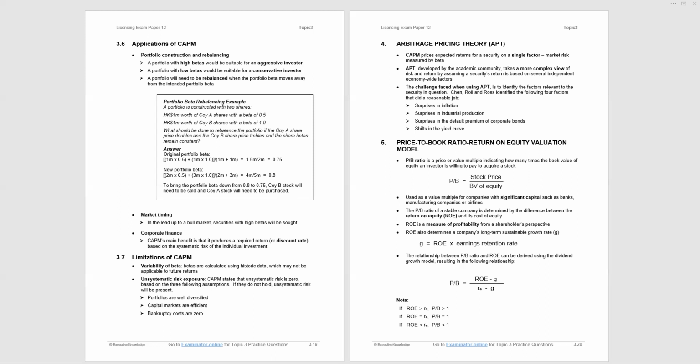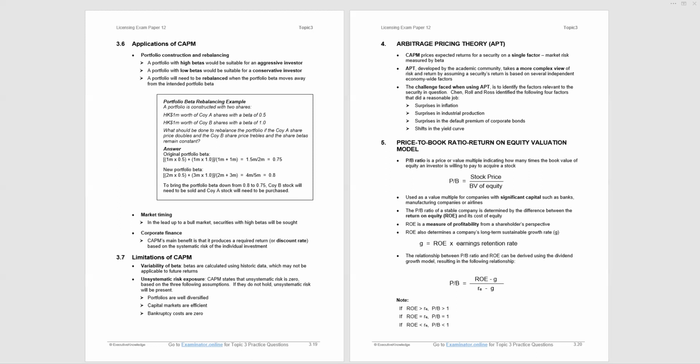The capital asset pricing model deals with one factor, and that is the market risk measured by beta. And we see that, I'm just repeating the first bullet point, top of page 3.20.